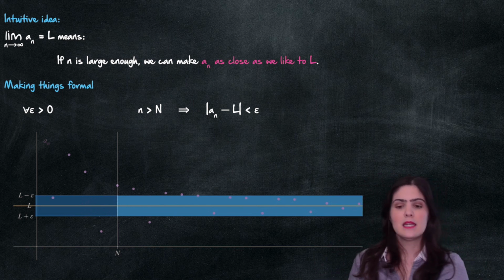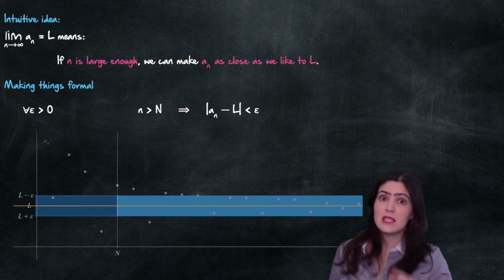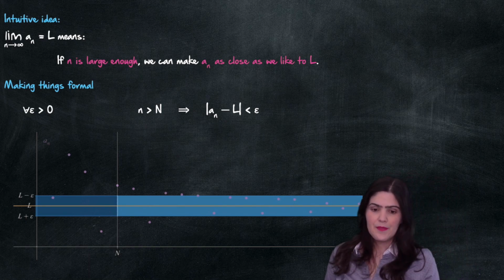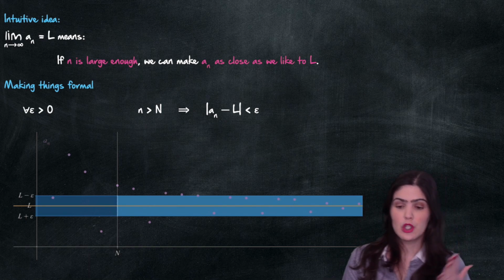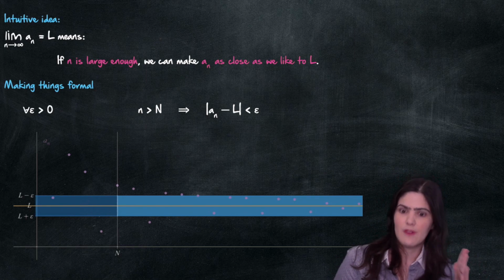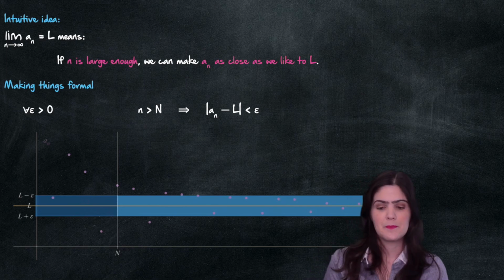Okay, but I said that if n is large enough, then I can make a_n as close to L as I like. So what I'm going to do is look to see if I can find another n. Maybe the n needs to be bigger. If I push it a bit, what happens?